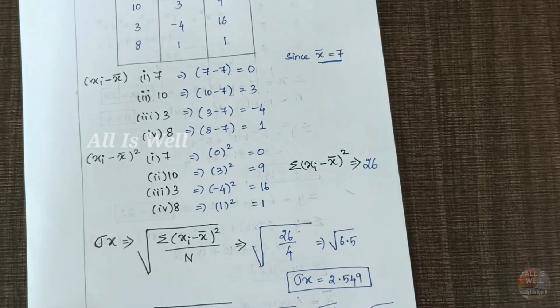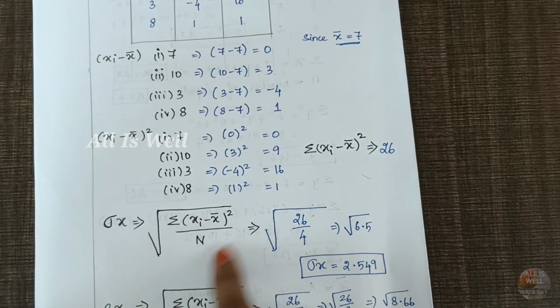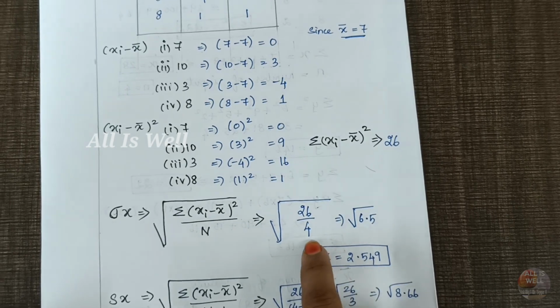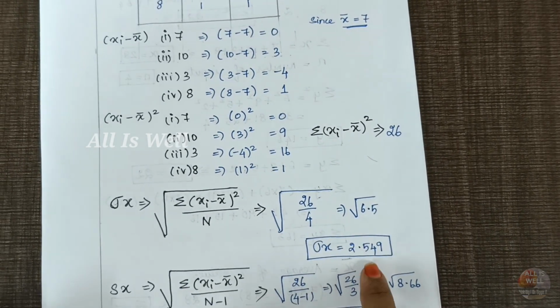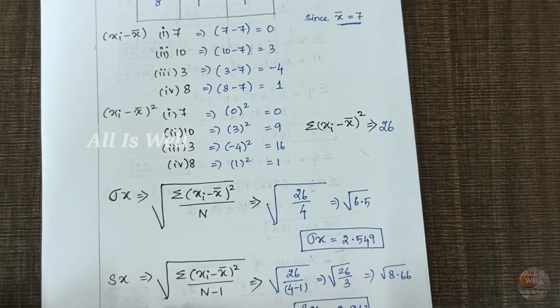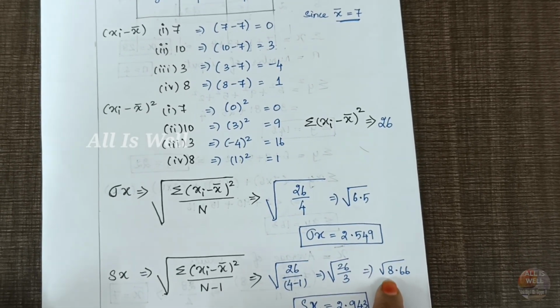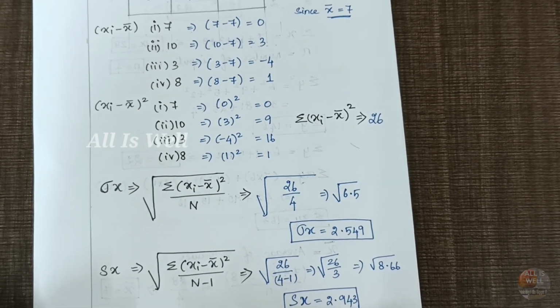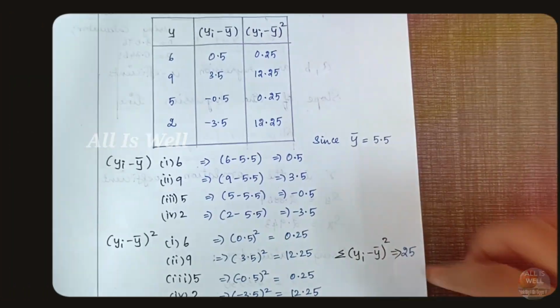Sigma x can be calculated by the given formula, that is square root of summation of xi minus x bar the whole square divided by the number of inputs. Likewise, standard deviation of x can be calculated by the formula square root of summation of xi minus x bar the whole square divided by n minus 1.